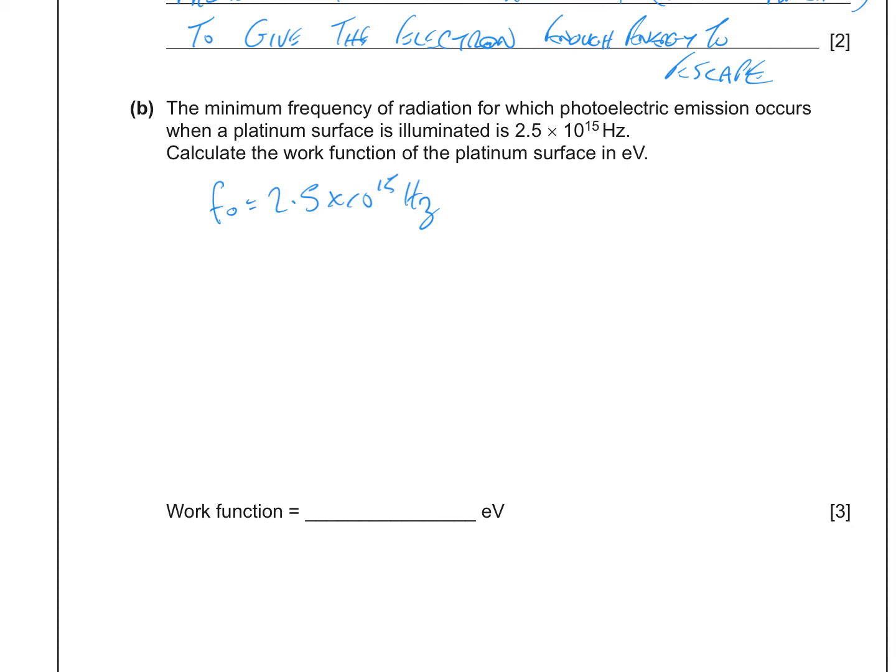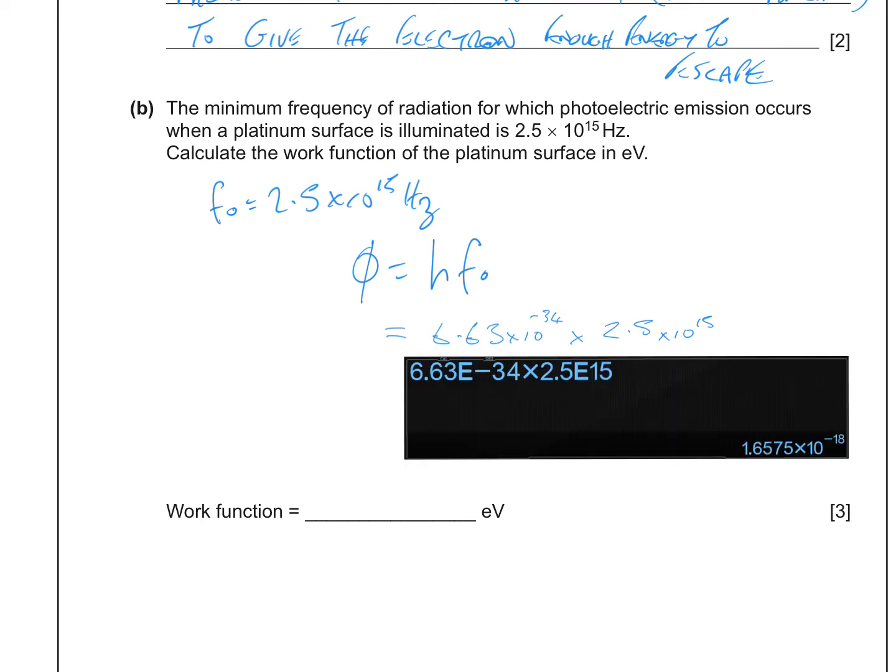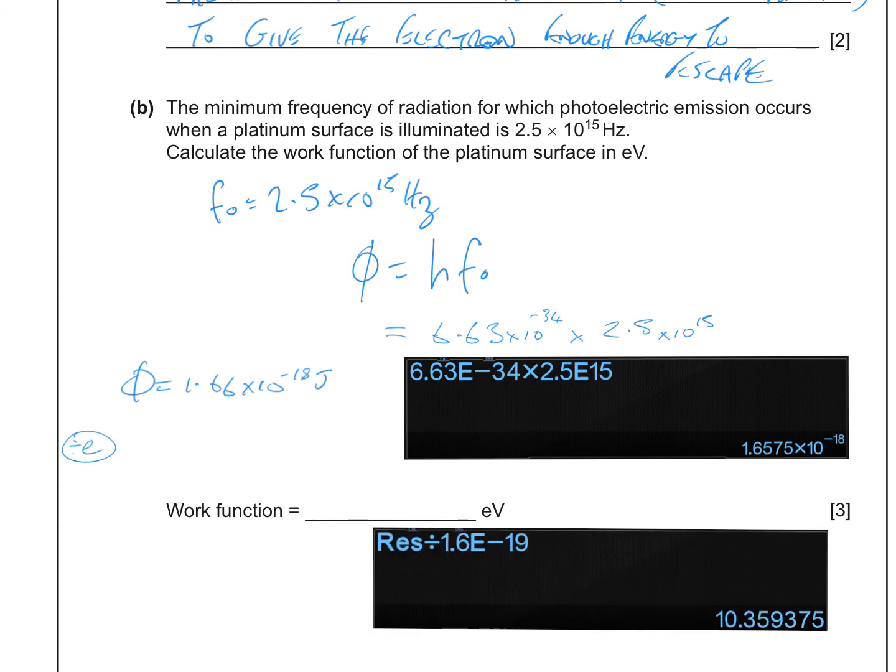So first of all, we take this f0 value, this threshold frequency, and we realise that phi, the work function, is going to be h times f0. So we just calculate that, multiply our h value by our frequency, and we get that in joules to be 1.65 times 10 to the minus 18 joules. But they don't want it in joules, so we need to divide by the electron charge in order to get it in eV, and that gives us a value of 10.36 when we do that through the calculator.